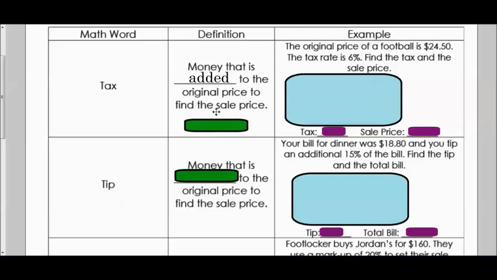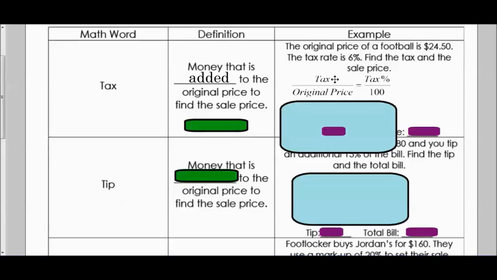All right. So to go from our original price, basically when we added up all the products, we found an original price. And then we have tax on top of that that's added in to find our sale price. Okay, so here we need to find both of those two things, the tax and the sale price. The original price of a football is $24.50. The tax rate is 6%. Find the tax and the sale price.